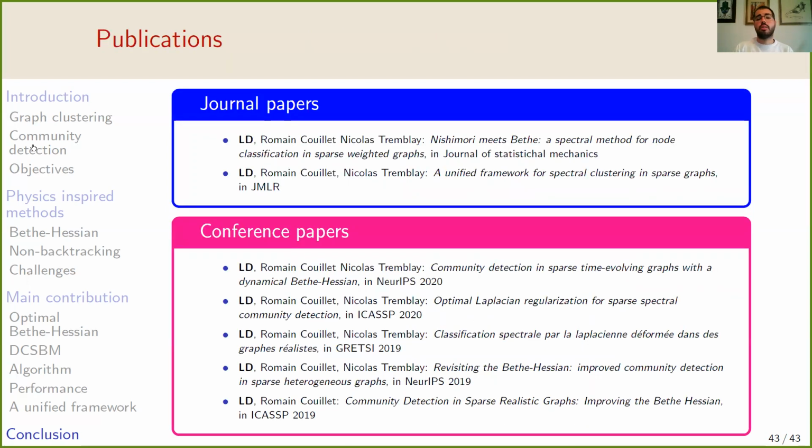This is the list of the publications on which the works presented in this presentation are based, which are 2 journal papers and 5 conference papers, 2 in NeurIPS, 2 in ICASSP, and 1 in the French-speaking conference GRETSI.